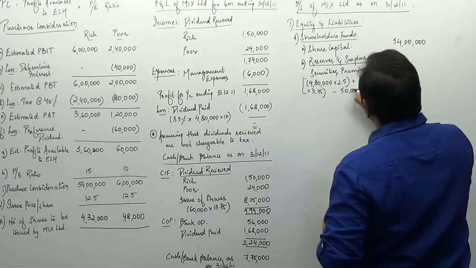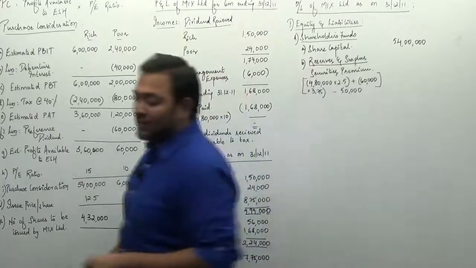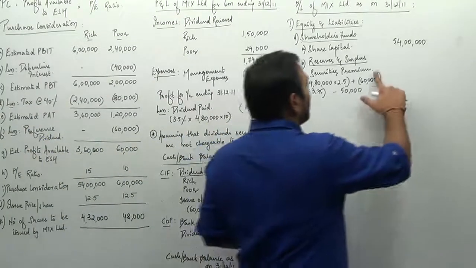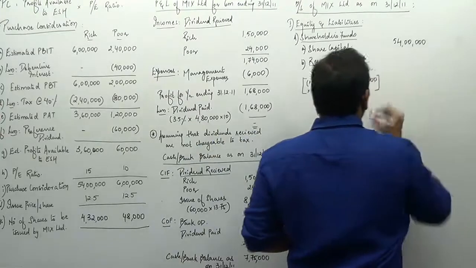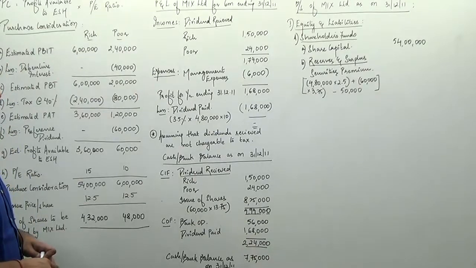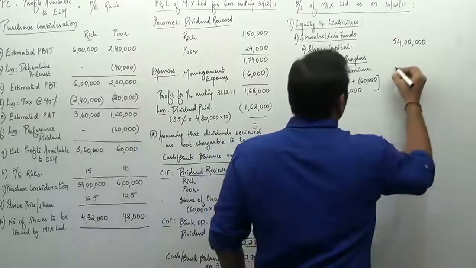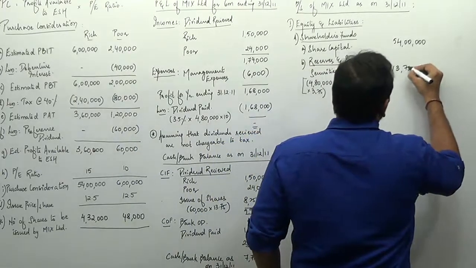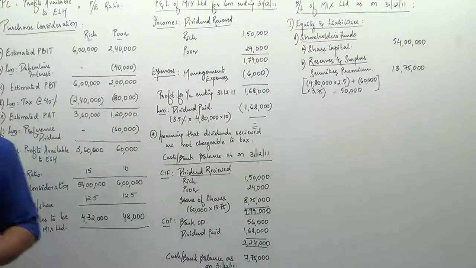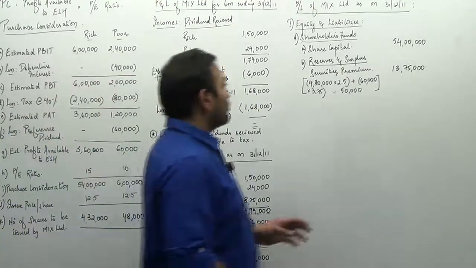Deduct the preliminary expenses. Preliminary expenses can be written off against securities premium. Preliminary expenses were 50,000. You can write that off against securities premium, and the balance securities premium, write it in the balance sheet. 13,75,000 securities premium in the balance sheet. There is no P&L. P&L we got it at zero. It's already paid, so we have zero. Then you don't have to write anything.